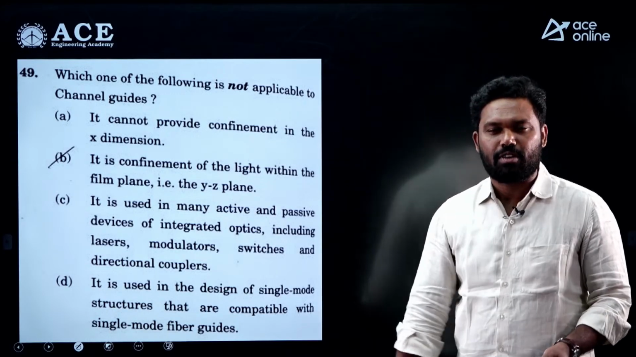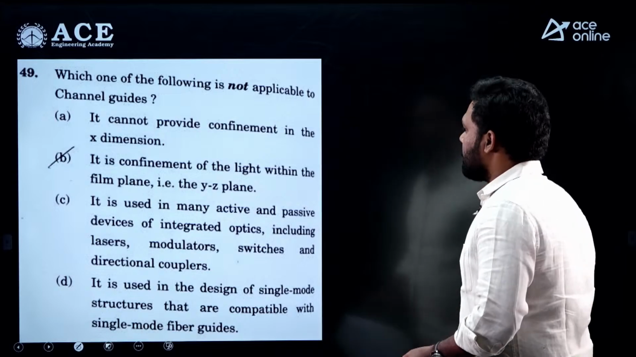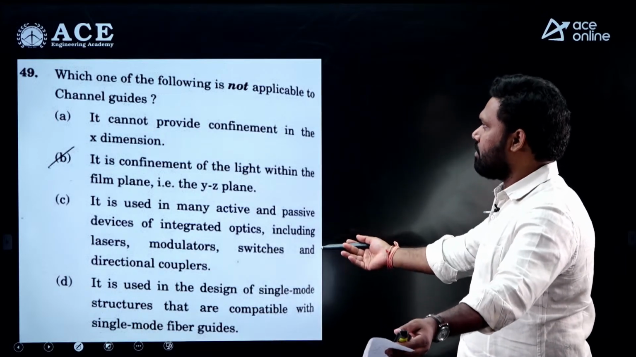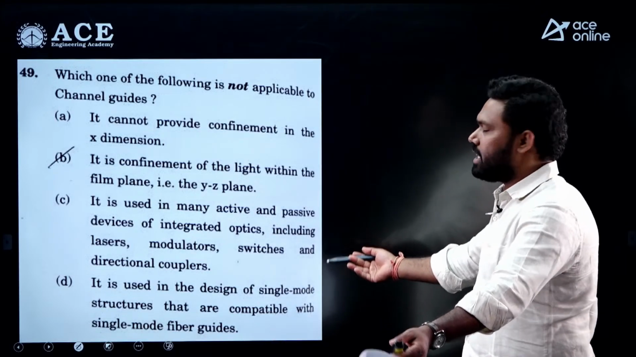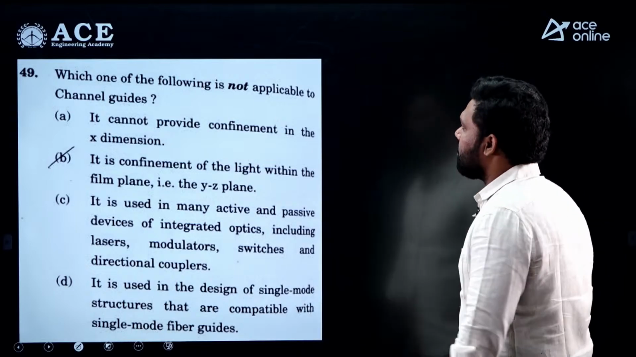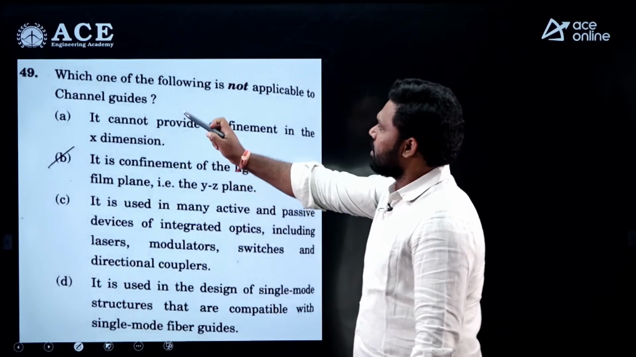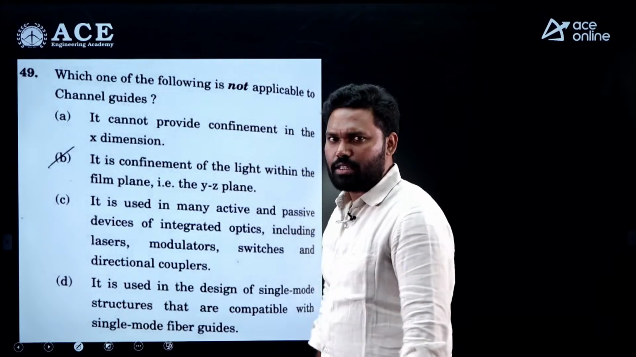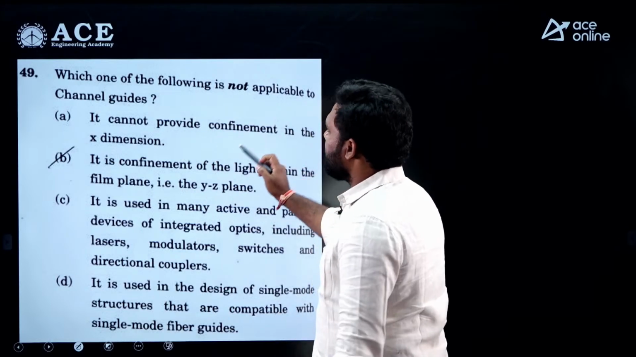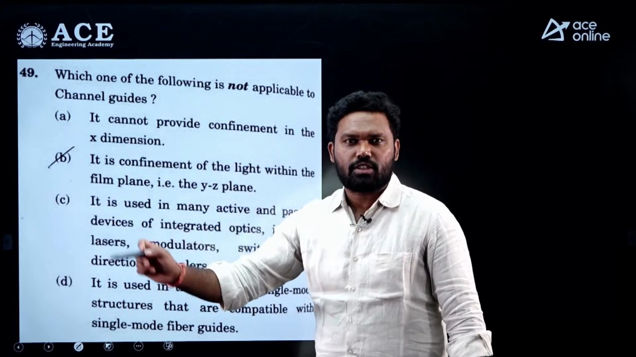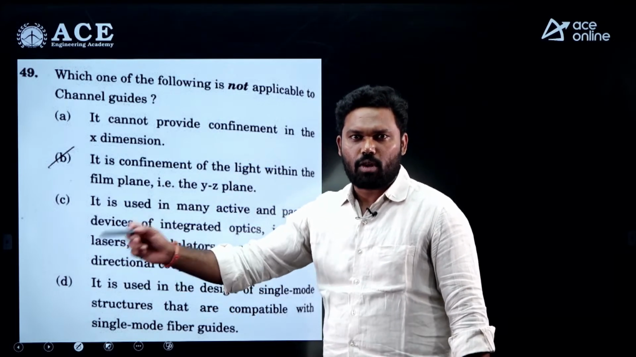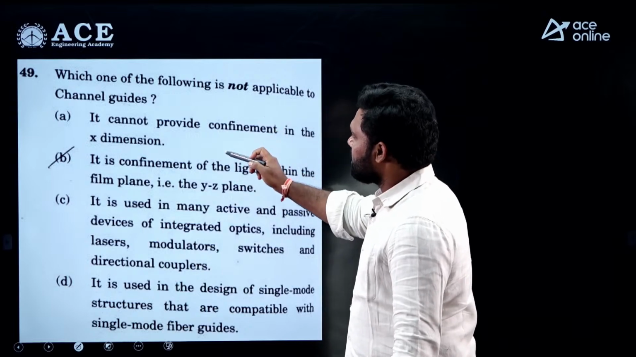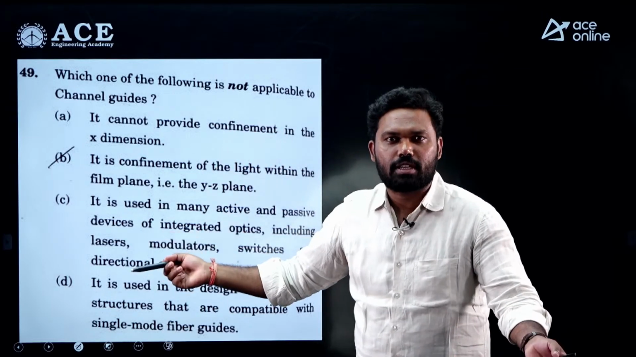There is some information missing here. I don't know where he has collected this question from. Why? Because the data given is incomplete. I do not comment anything on this one. Why? Because see, which of the following is not applicable to channel guides? Okay, fine. One thing is he must have mentioned what kind of channel guide this is. Is it talking about a fiber optic cable or a waveguide, or what kind of structure is this?